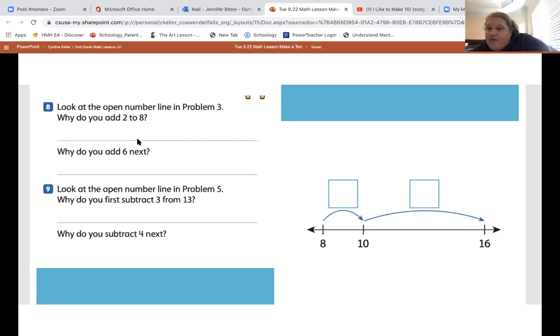So then why do you subtract 4 next? Well, you need to subtract 7 in all. So you only subtracted the 3. And if you need to get a 7, you've only subtracted 3, you have 4 more left, right? So you need to subtract 4 more. Okay, let's take a look at numbers 10 and 11 and 12.